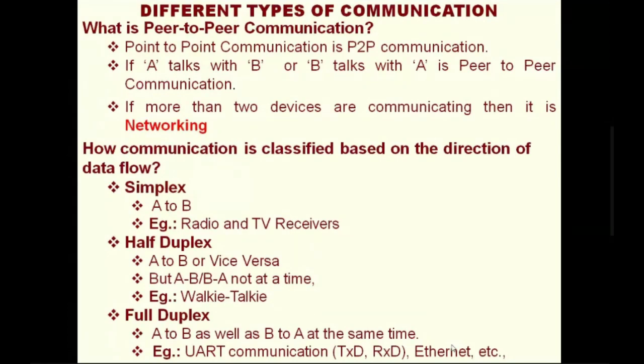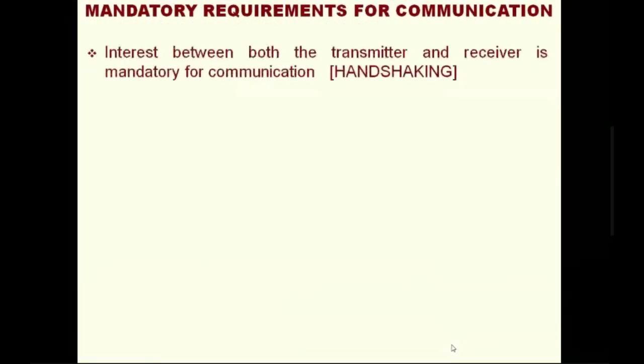Now we are very much interested in communication between two devices. We are not concentrating much on networking. So what are the mandatory requirements for communication? As we discussed in the last class, interest between both the transmitter and receiver is mandatory for communication. So it is something like handshaking: hello, how are you, I'm so and so.